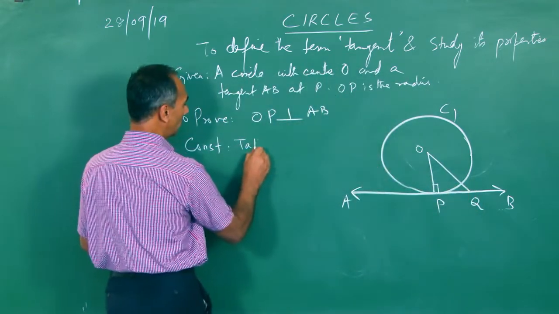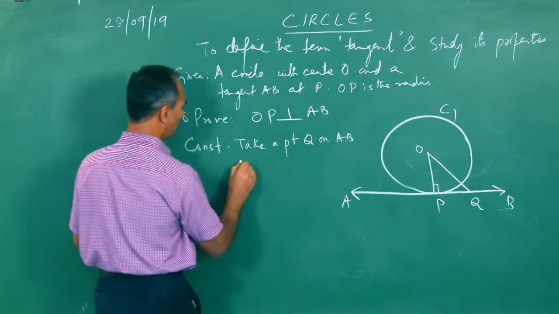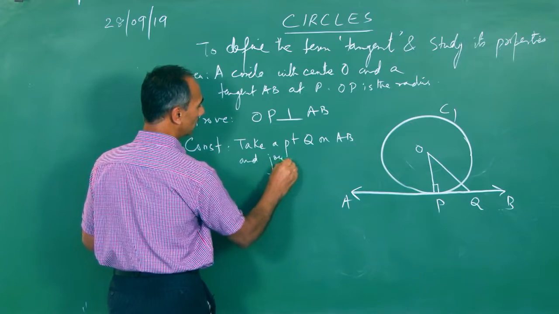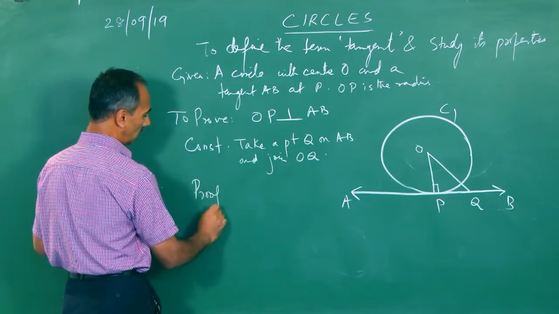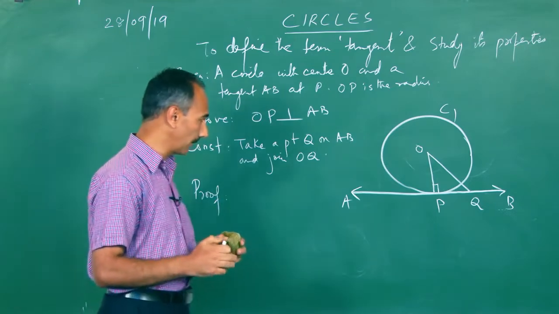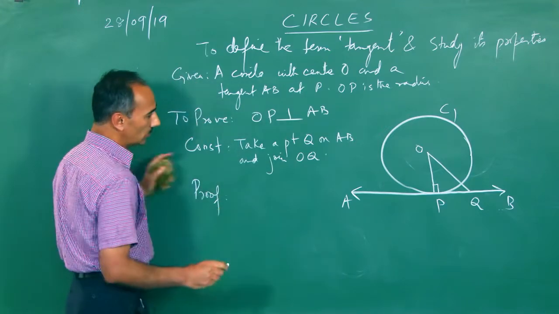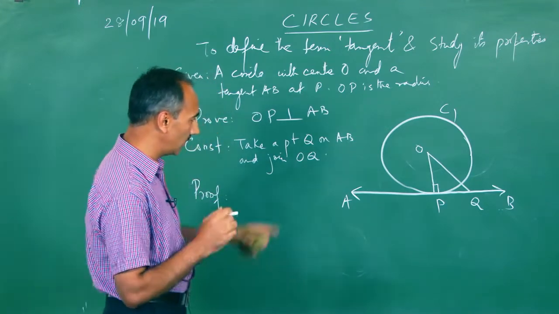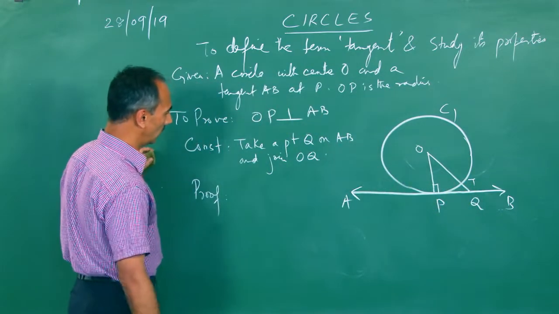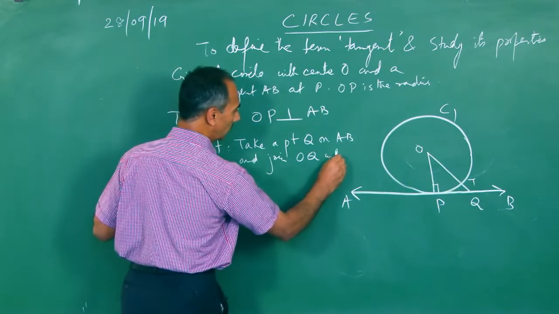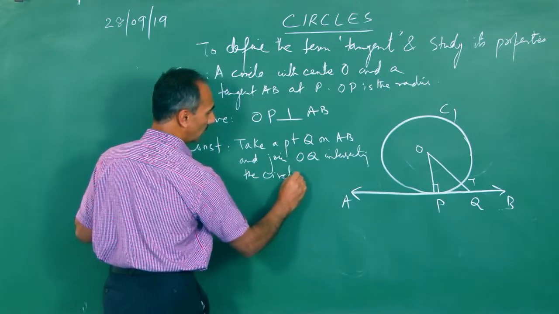So the construction would be: take a point Q on AB and join OQ. Now, let's see how we are going to prove it. If you observe, OQ is intersecting the circle. Let's name that point T. Take a point Q on AB, join OQ, we could say it intersects the circle at T.